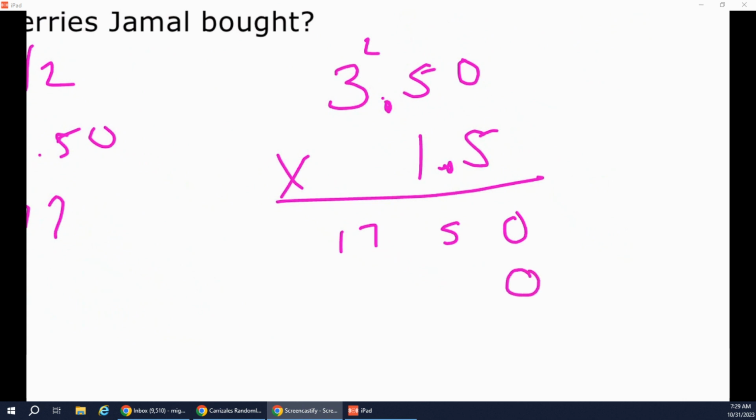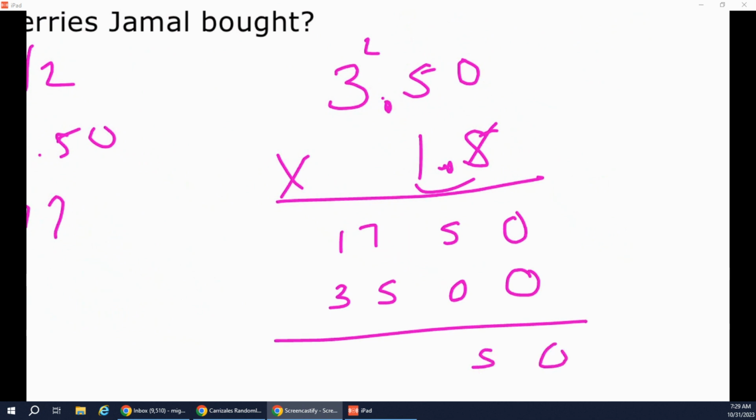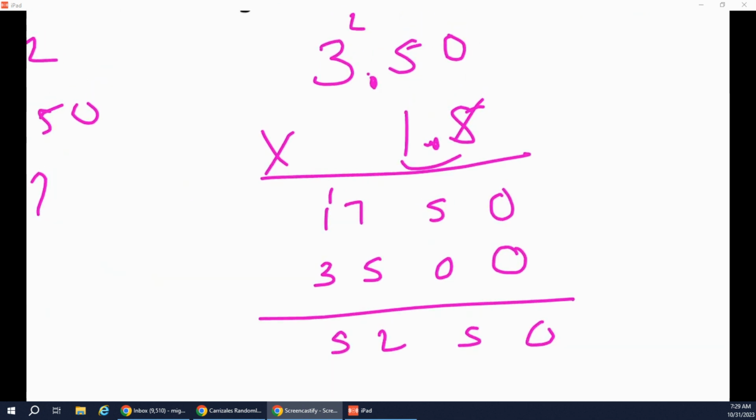I'm going to add a 0 here because whenever I move place values, I gotta add that 0. So 0, 5, 3, add them up. And then don't forget my place value of my decimals because I need to make sure I put my decimal in the right place. I have 1, 2, 3 place values. So I gotta go 1, 2, 3.